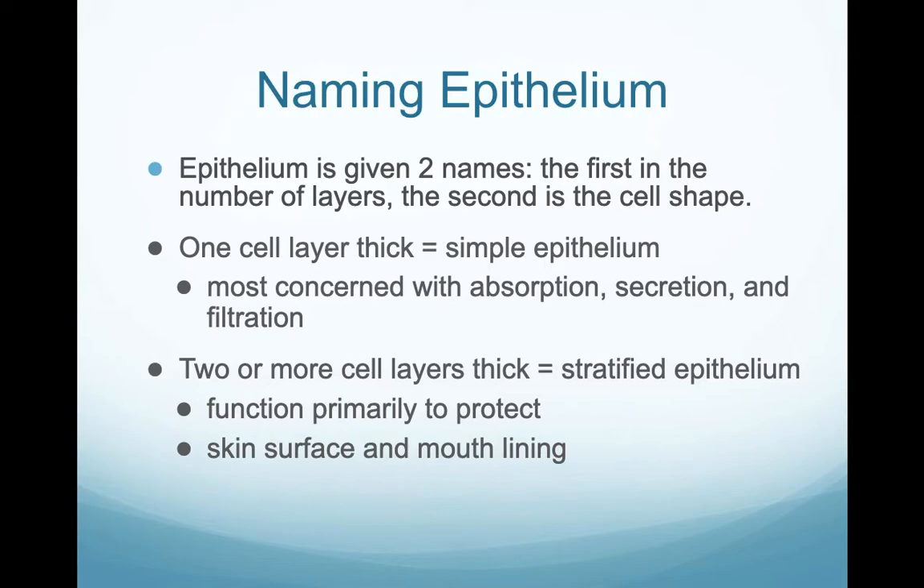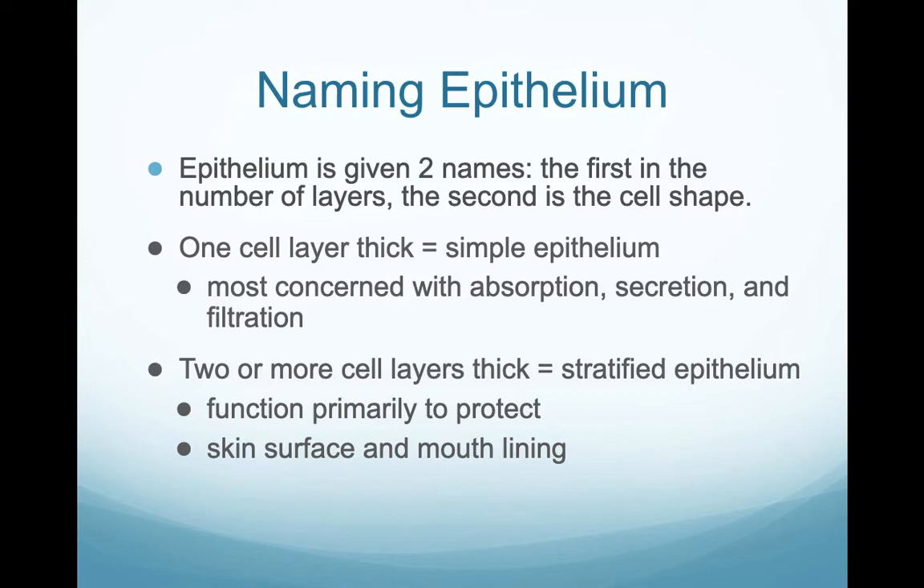It's like a first name and a last name. The first part we name by the number of layers. So if it's just one layer, we call it simple epithelium. If it just has one layer, that means stuff can kind of move through it pretty easily. So that's usually concerned with absorption, secretion, and filtration.